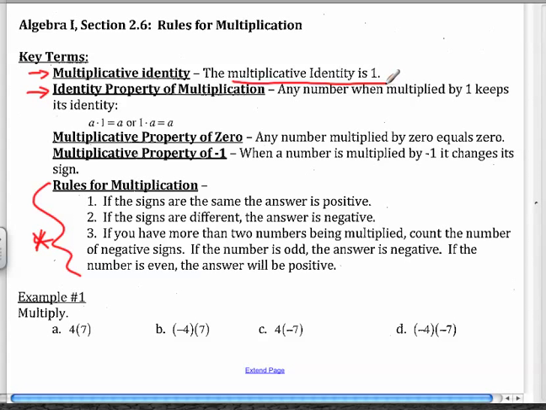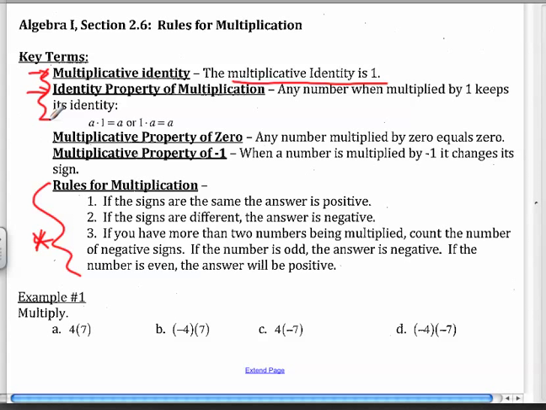But Will, what's the additive identity? If 1 is the multiplicative identity, what's the additive identity? Not negative 1, because that would change a number if I added negative 1 to it. How does it keep its identity? What's the additive identity, Troy? 0, right? Because if I add 0, the number keeps its identity. If I multiply by 1, it keeps its identity. All right, that's what these two things are talking about.